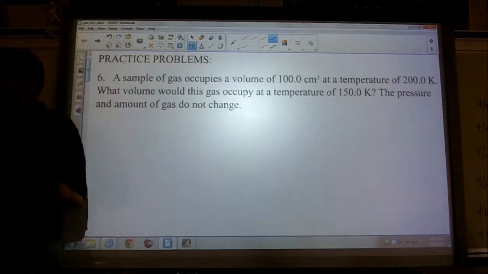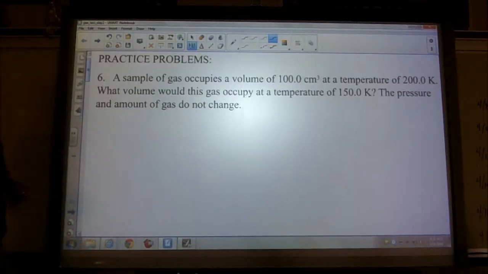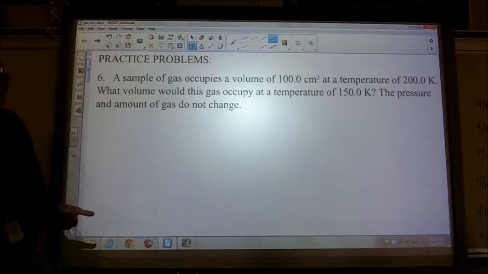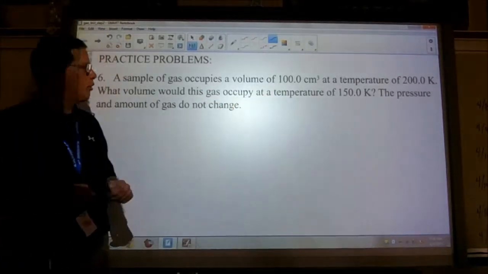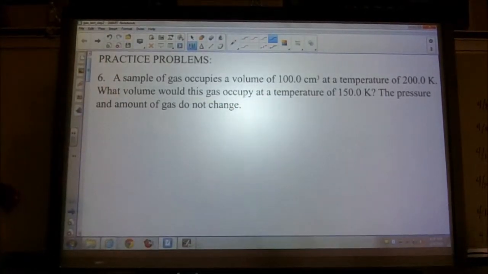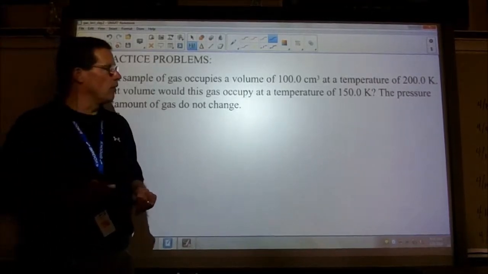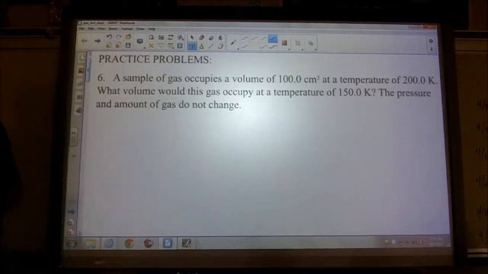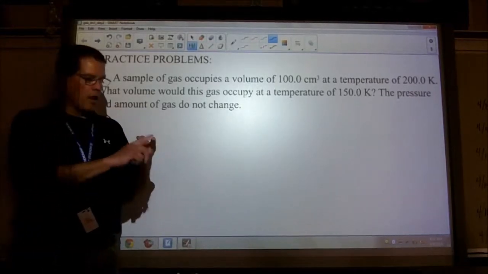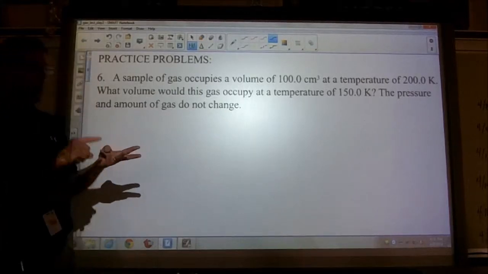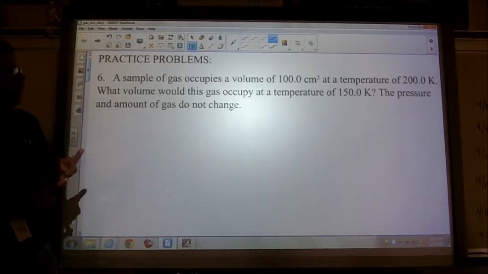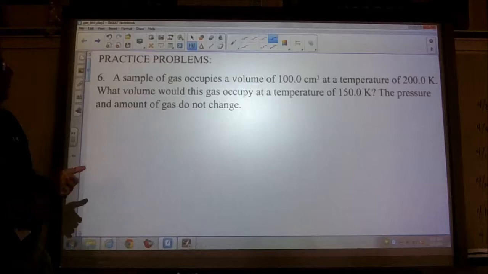All right. Here's our first problem. It says a sample gas occupies a volume of 100 centimeters cubed at a temperature of 200 Kelvin. What volume would this gas occupy at a temperature of 150 Kelvin, if the pressure and the amount of gas do not change? So here's one of the things I would get used to, because next topic or next week, we're going to be dealing with not only volume and temperature, but also number of moles and pressure. So it's nice to identify these variables.